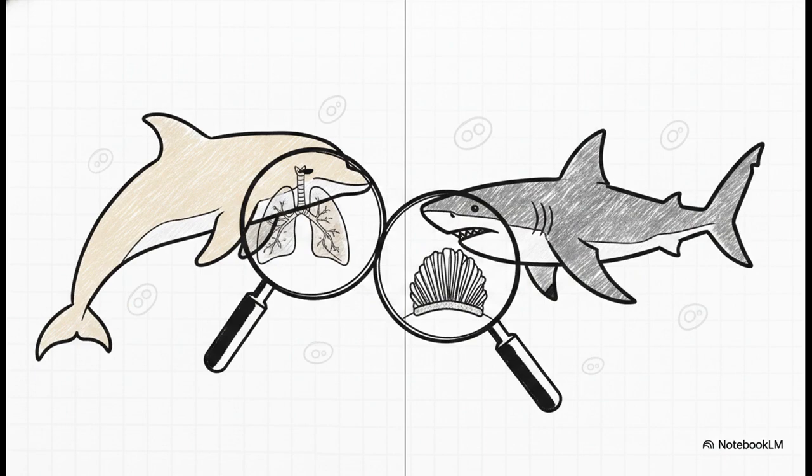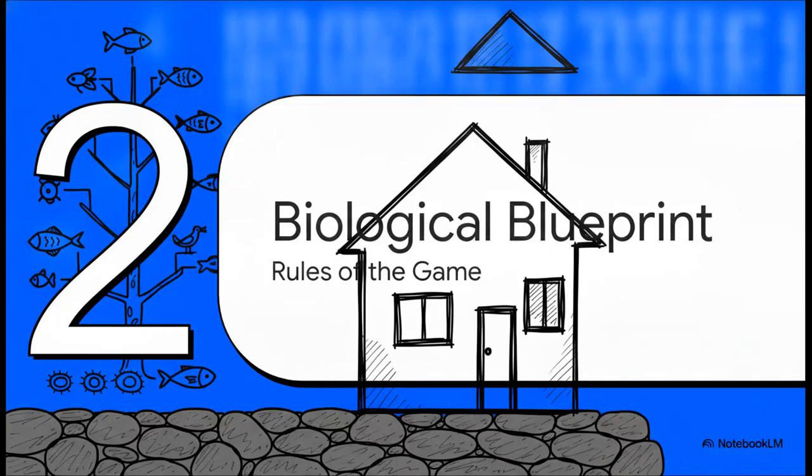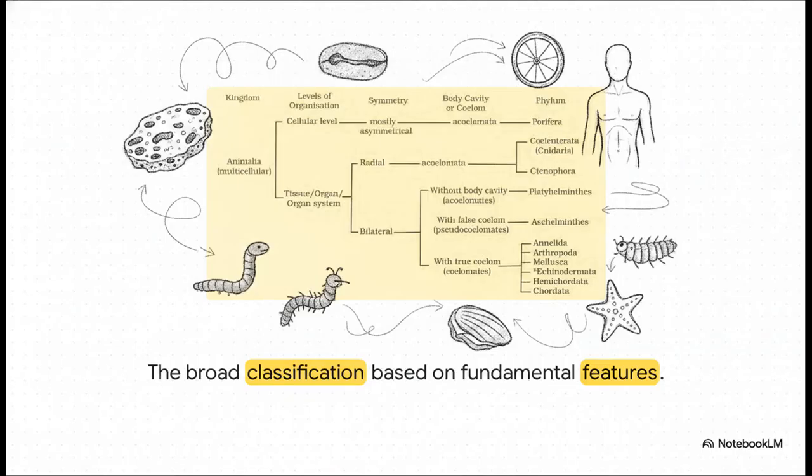That's what really matters. Section 2. The biological blueprint, rules of the game. Think of building an animal kind of like building a house. You have to start with the foundation. And this brilliantly illustrates how that works.